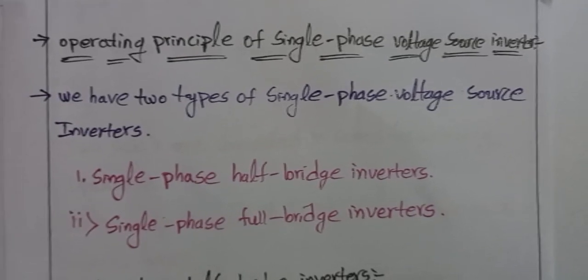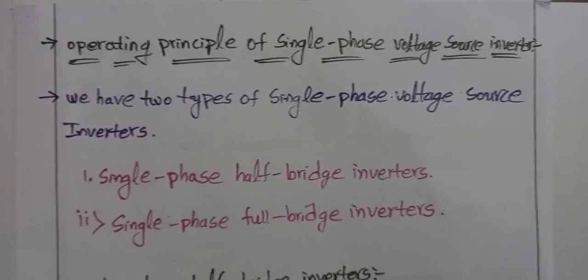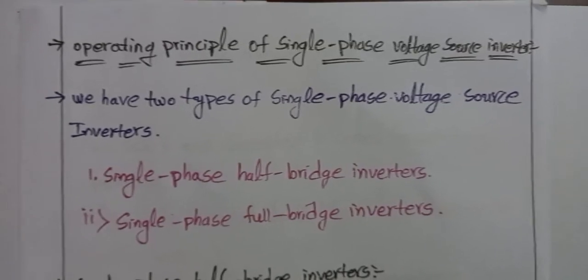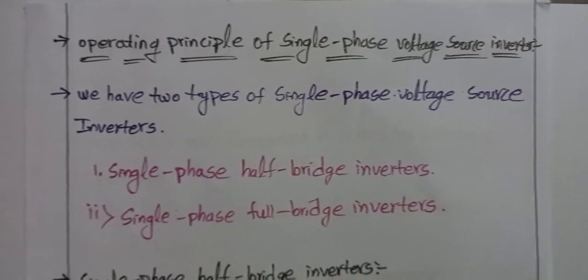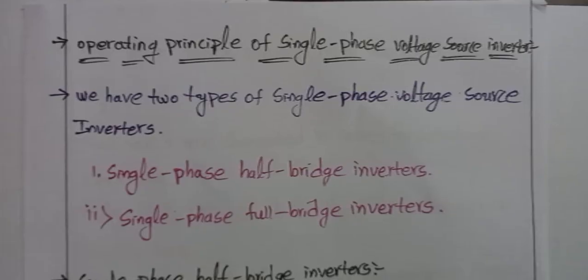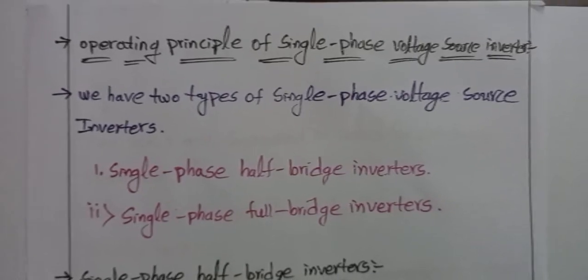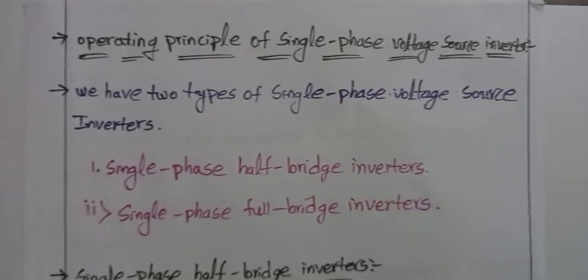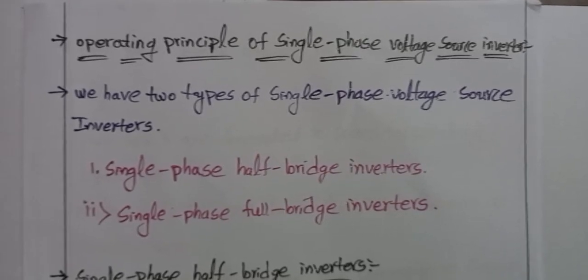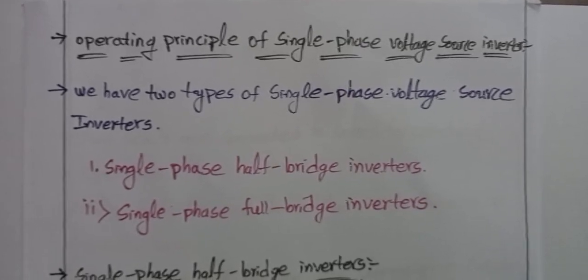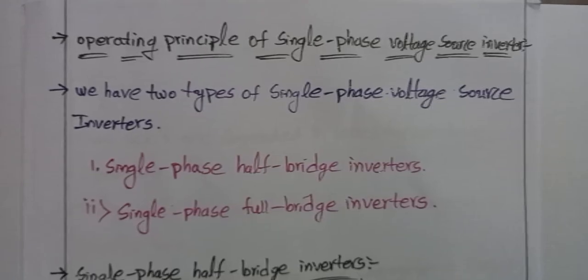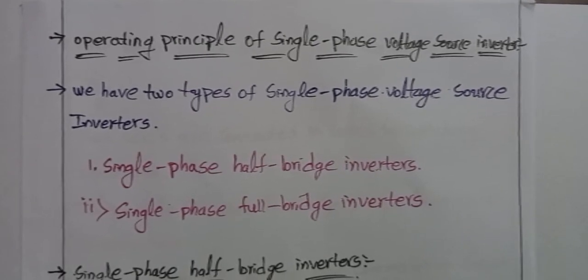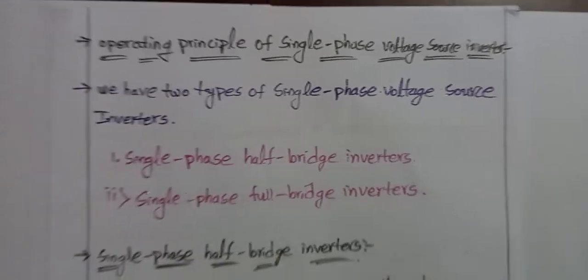Good morning, students. Our next topic is the operating principle of the single phase voltage source inverter. We have two types of single phase voltage source inverters. The first one is the single phase half bridge inverter. Just like we already know the half wave rectifier and full wave rectifier, here also we have a half bridge inverter and a full bridge inverter, two types.